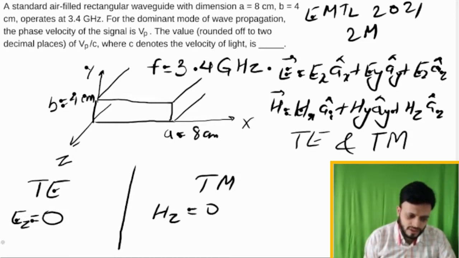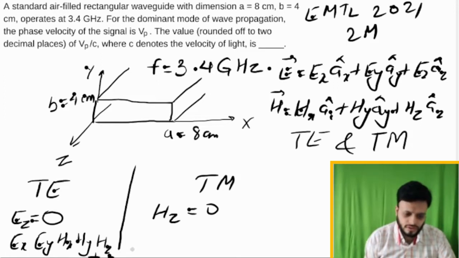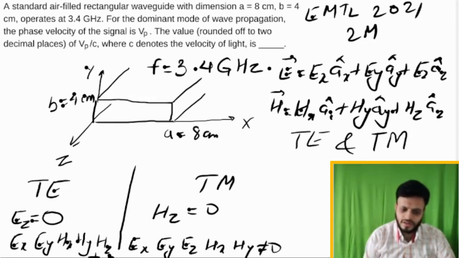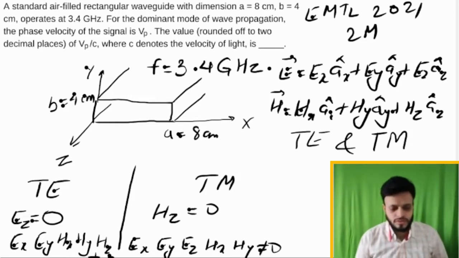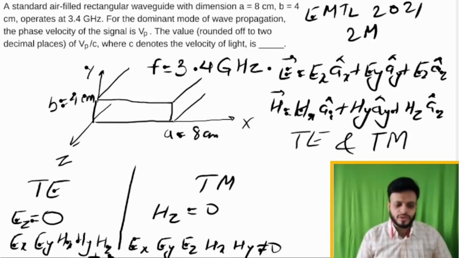The other components such as, let us say, Ex, Ey, Hx, Hy, Hz will not be equal to 0, and in case of TM wave, the components which will not be equal to 0 are Ex, Ey, Ez, Hx, Hy. Fine. So now we know which components are 0 and which components are non-zero.